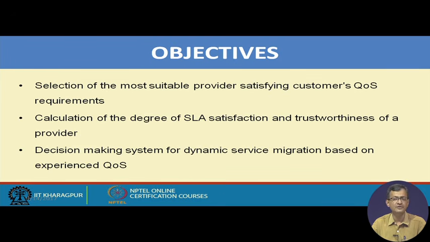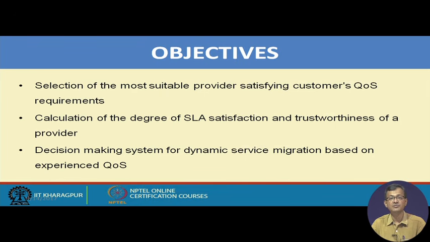So, based on this motivation, if you look at the objectives, one is the selection of the most suitable provider satisfying the customer's QoS requirements. That is the major objective. Calculation of the degree of SLA satisfaction and trustworthiness of the provider may be one of the sub-objectives, right? Like how I can guarantee the degree of SLA satisfaction and trustworthiness of the provider, that is another objective.